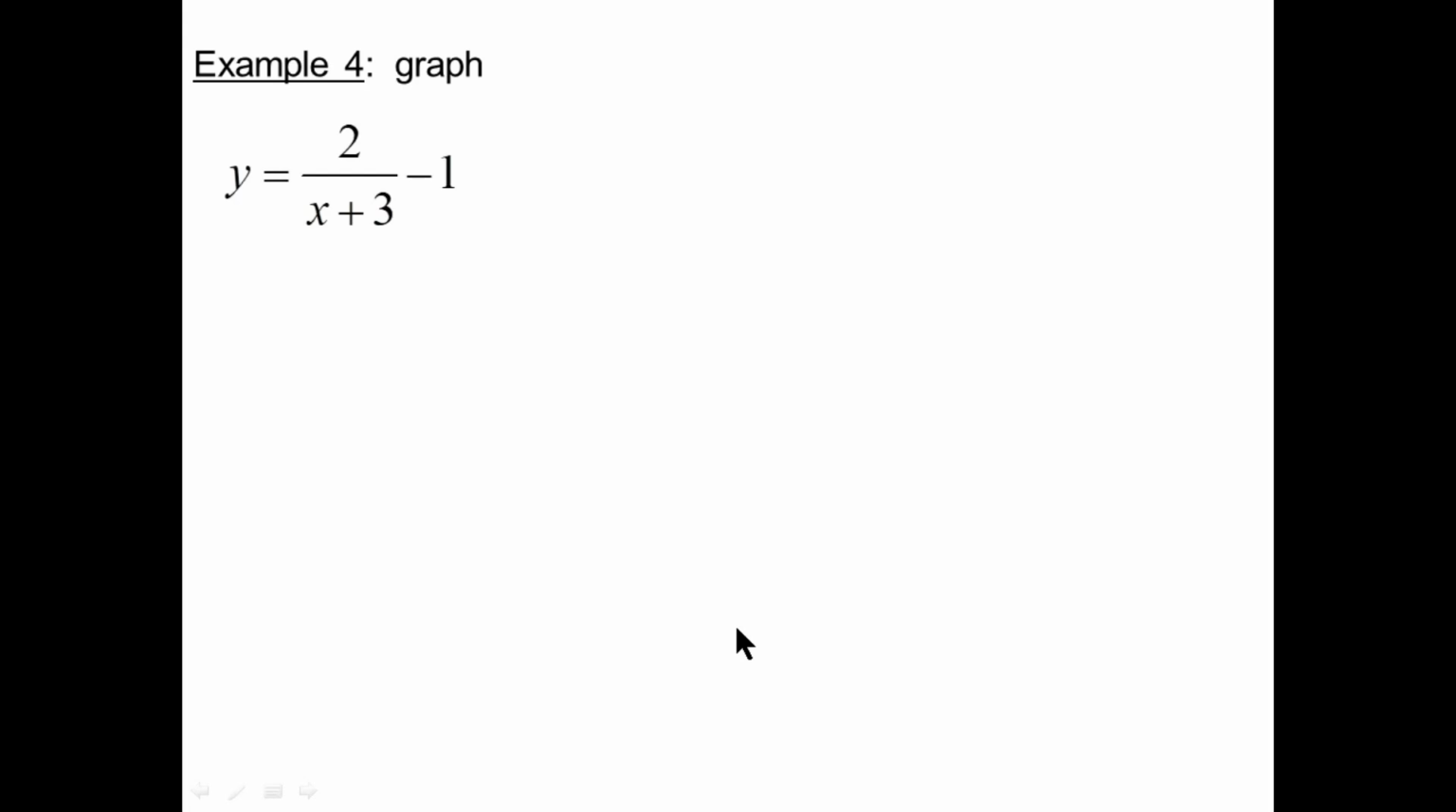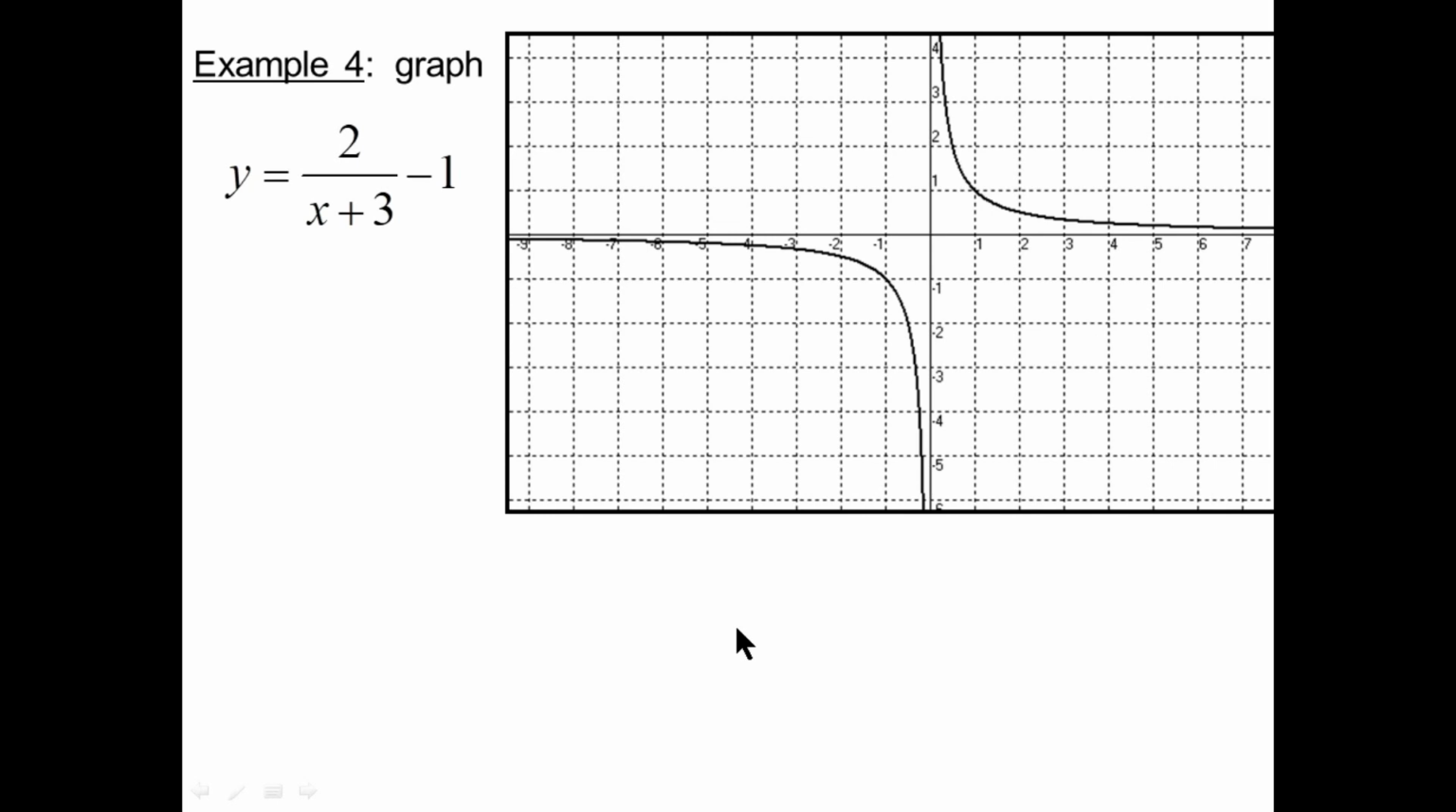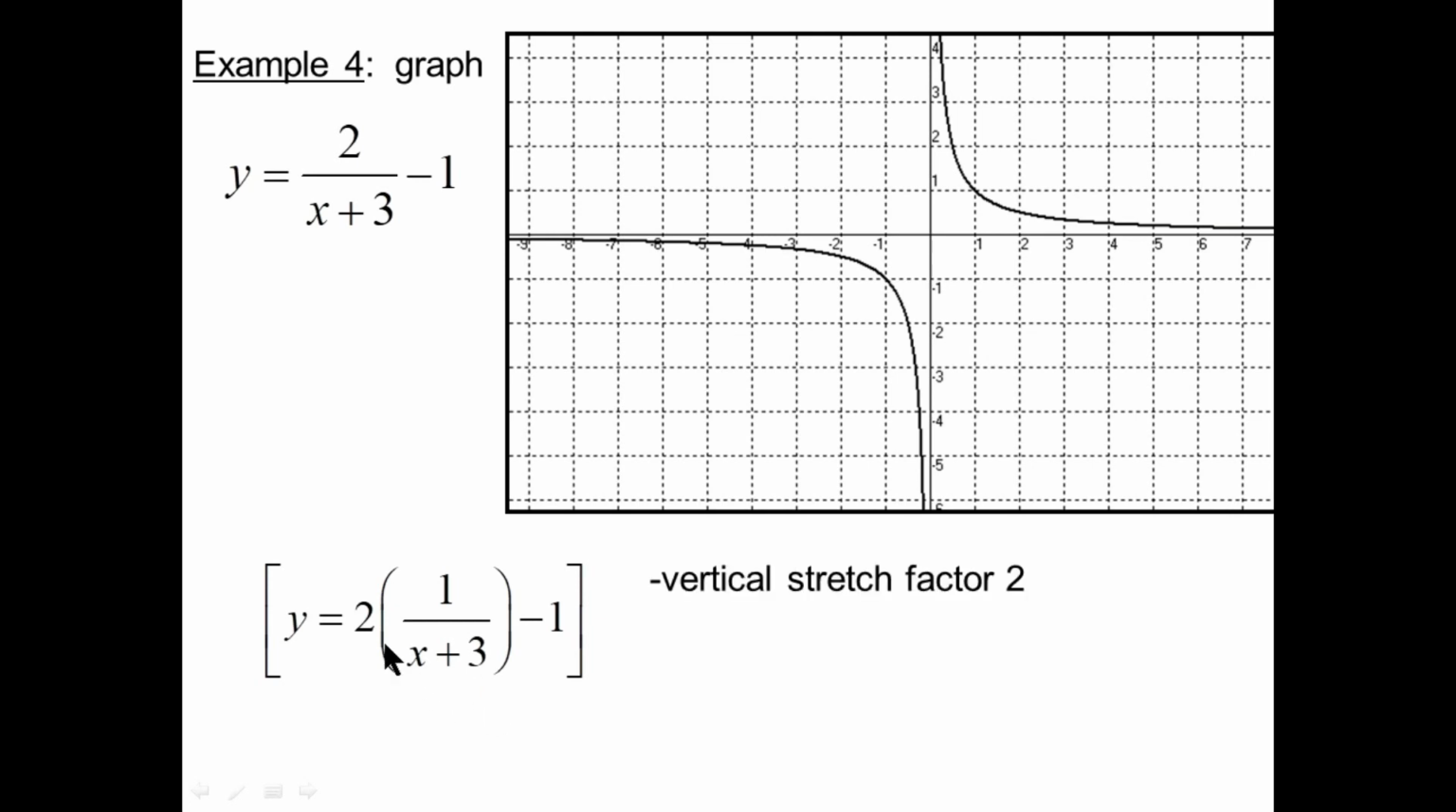Let's go again. Example 4, graph this one. Well, that's the parent. The parent function is 1 over x. And we note that we can see the parent buried in here, because if we factor out this 2, it says 2 times this, and we can sense this is 1 over x shifted left 3, vertically stretched times 2, minus 1. Let's list the transformations, left to right. Vertically stretched times 2, shift left 3 and down 1.